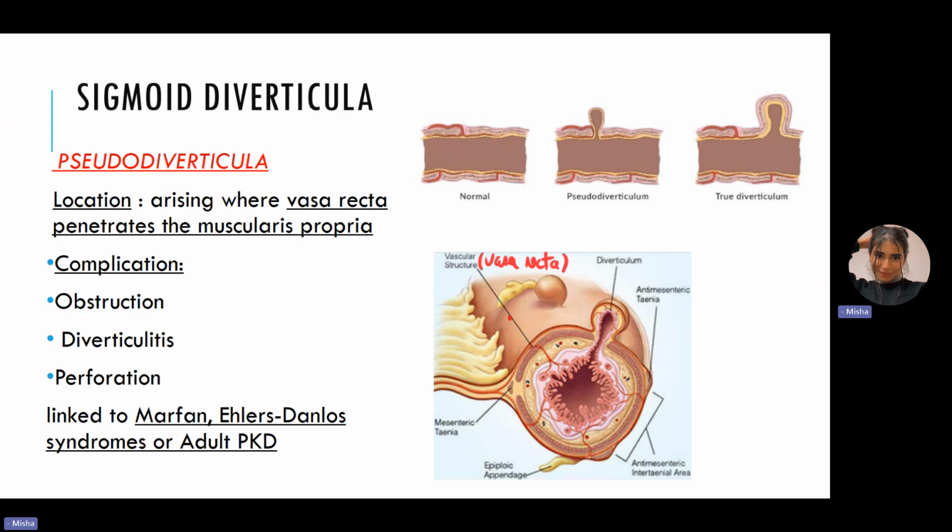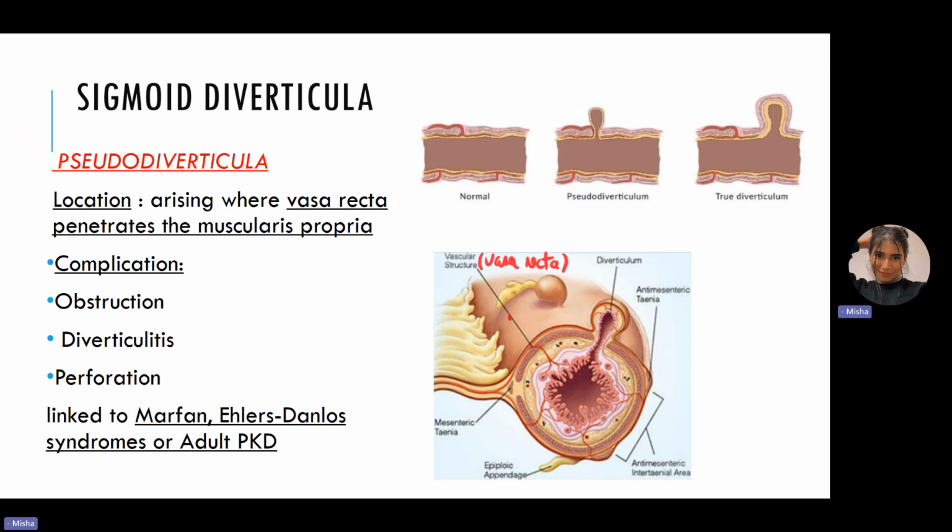As I said, where does the diverticula occur? It occurs where the vessel is penetrating the muscularis propria. So what will happen if the diverticula occurs over there? Obviously, it can lead to damage to the vessel, leading to bleeding. And normally, what would we see? We would see hematochezia. What is hematochezia? It's bright red stool because of the blood.